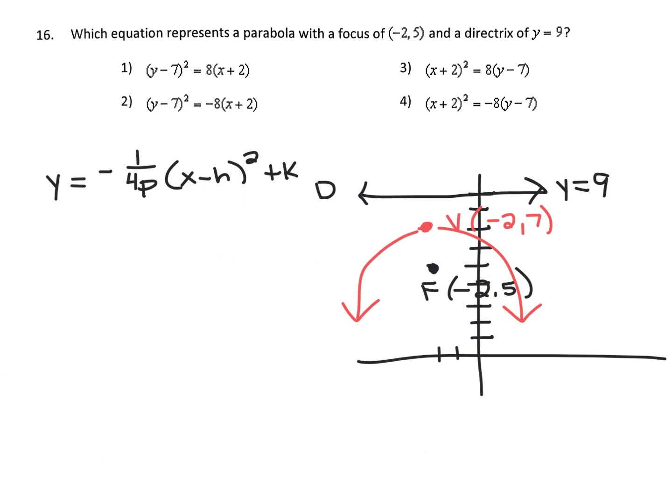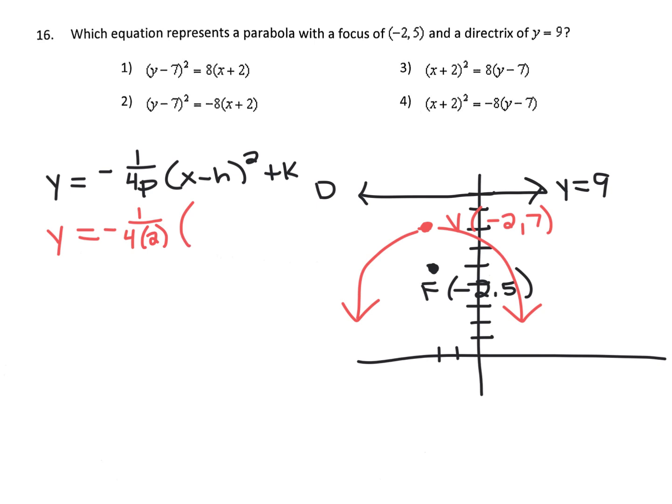At this point in the year, I think we all have this memorized. So I'm going to write y equals negative 1 over 4 times... Now, P is the distance from the directrix to the vertex, so 1, 2, or the distance from the vertex to the focus. Again, 1, 2. So it's 2 units. For P, I'm going to replace that with a 2.